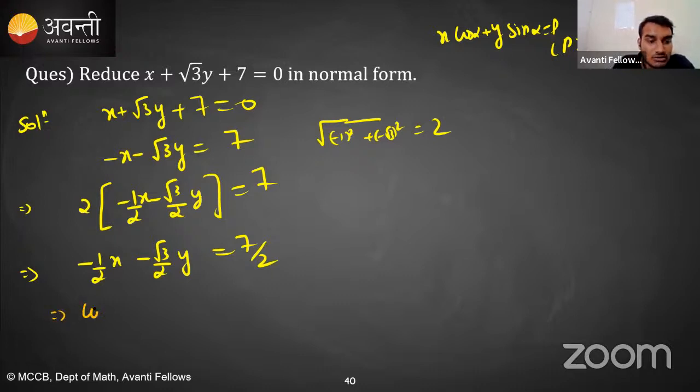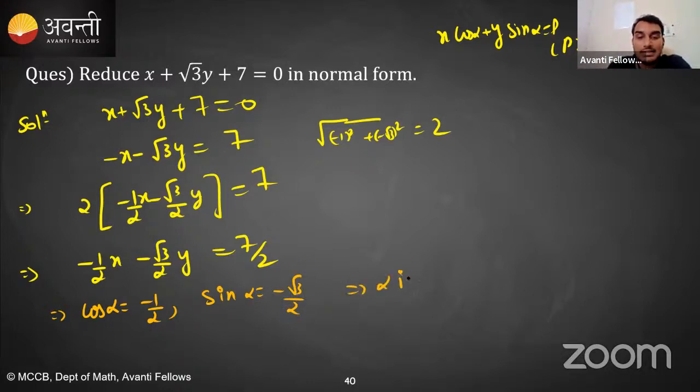So if I ask you, now comparing this with the normal form, it implies what is cos alpha? Cos alpha is minus half. What is sin alpha? Sin alpha is minus root 3 by 2. So first of all, cos alpha is negative, sin alpha is negative. So clearly it implies alpha कितना होगा? Alpha is in which quadrant? Third quadrant. Alpha is in third quadrant.